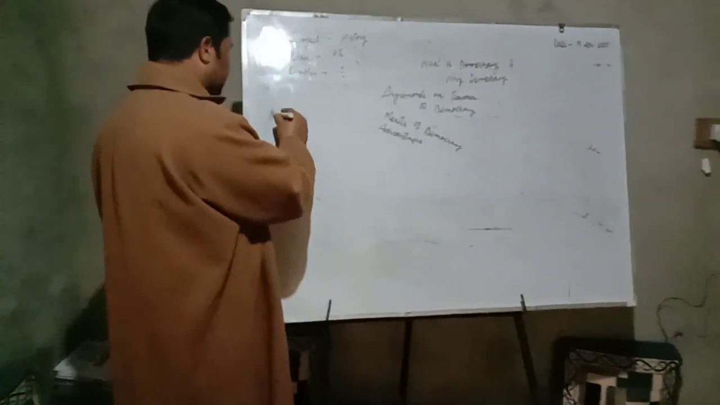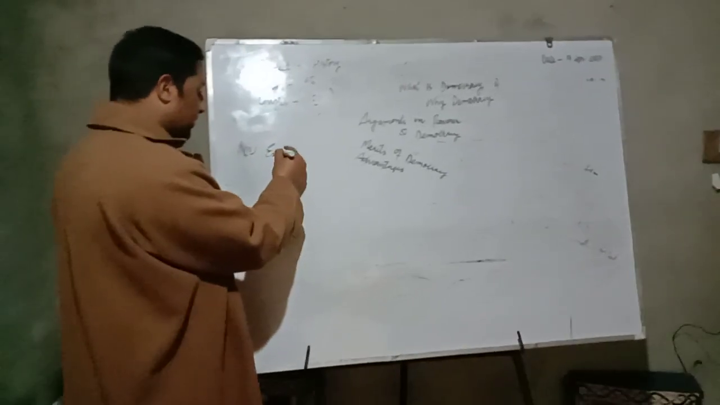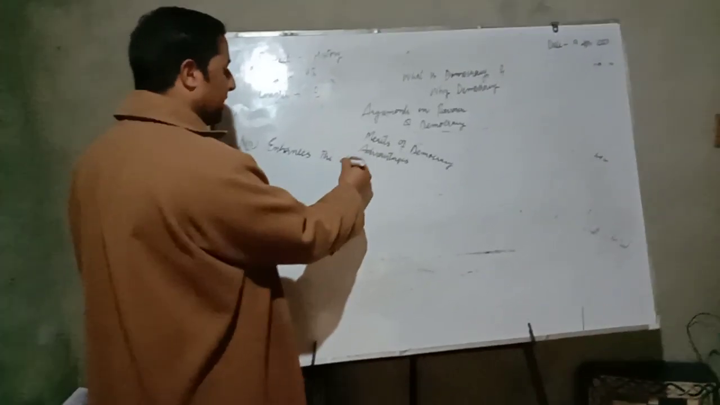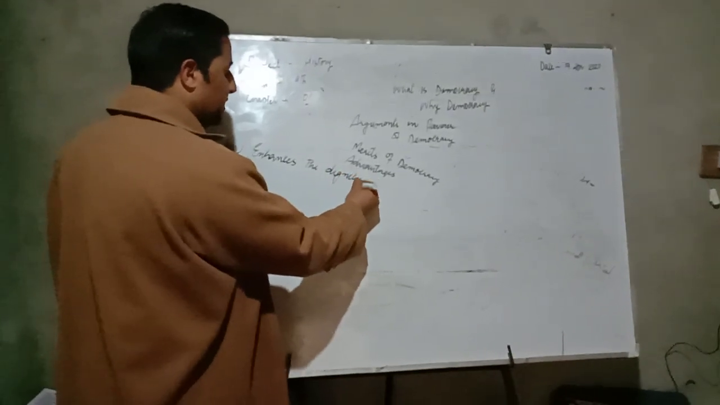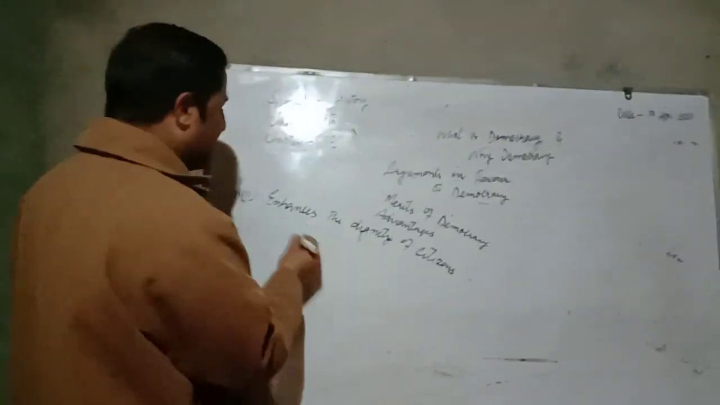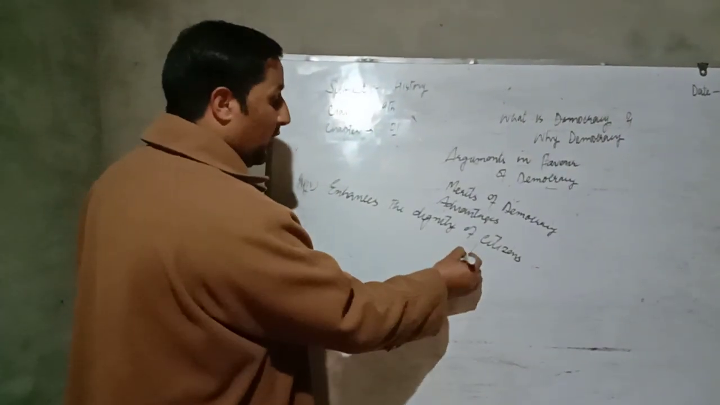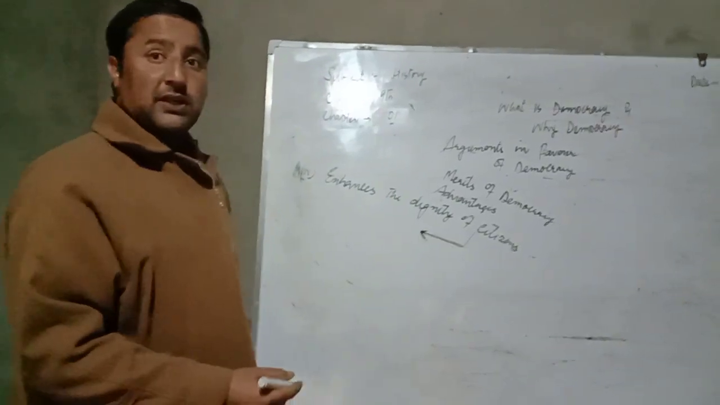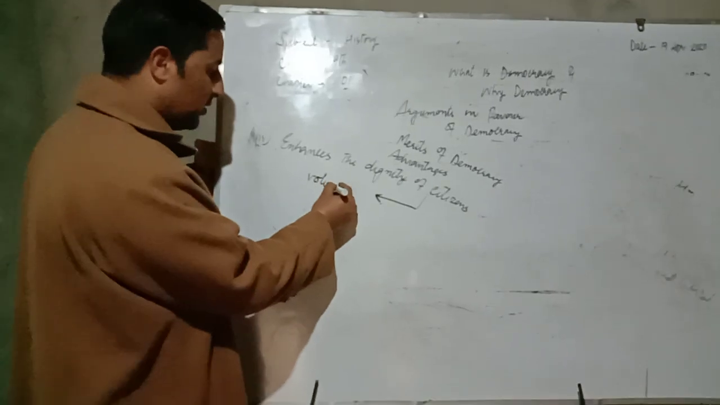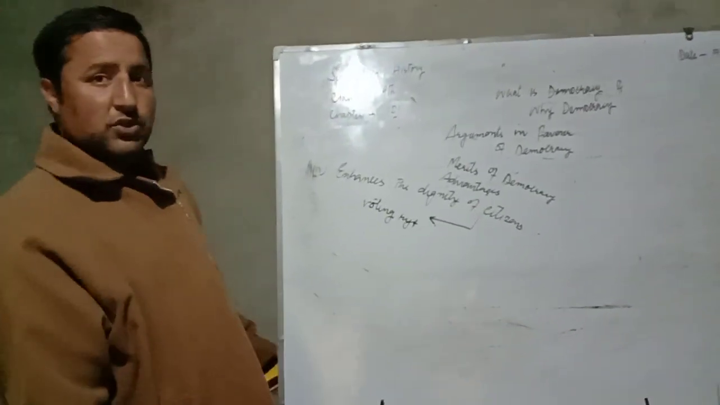Number fourth point, that is, democracy enhances the dignity of citizens. How does it enhance, how does it uplift the dignity of citizens? By giving them the voting right, voting right without any discrimination.